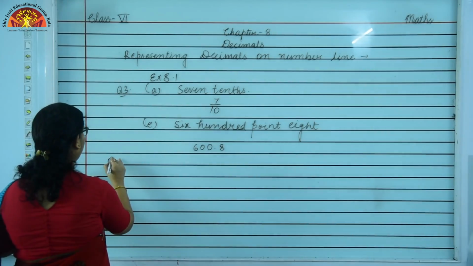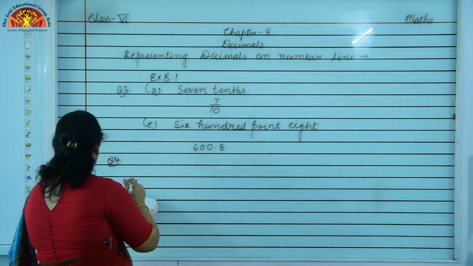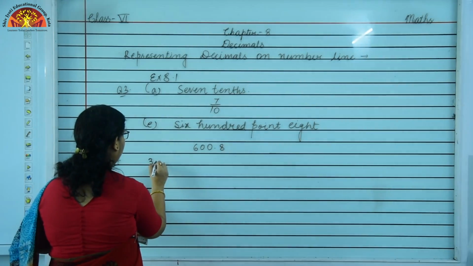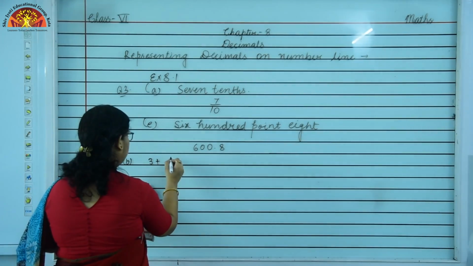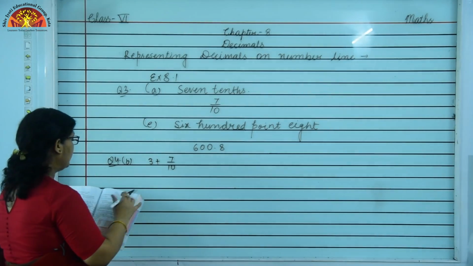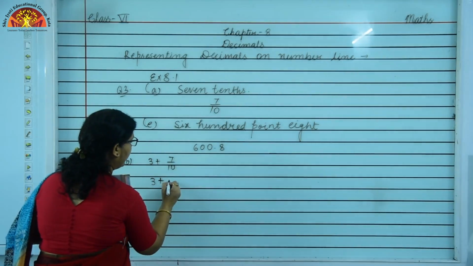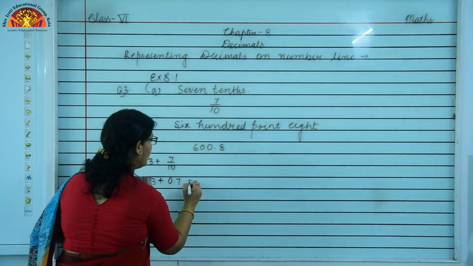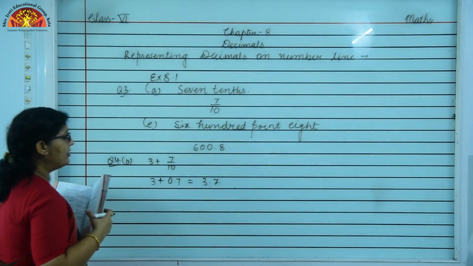Question number 4. Now we have 3 plus 7 upon 10. Now how do we write it in decimals? This is the whole part and 7 upon 10 becomes 0.7. So what is the answer? 3.7 is the answer.